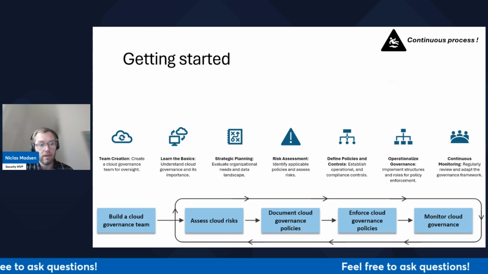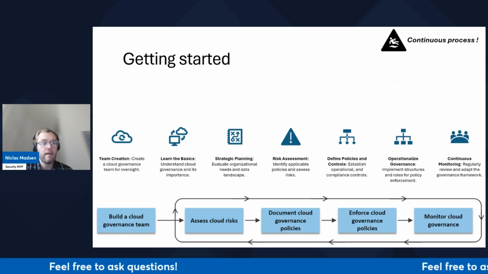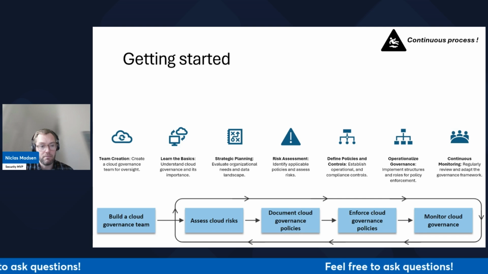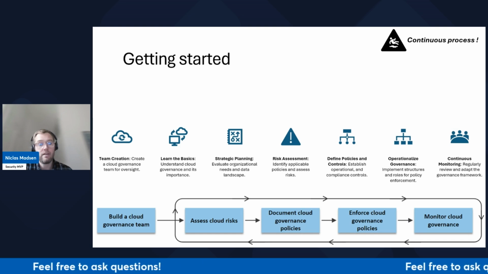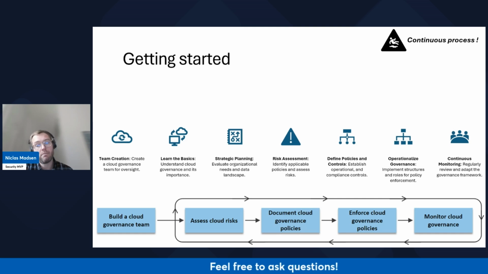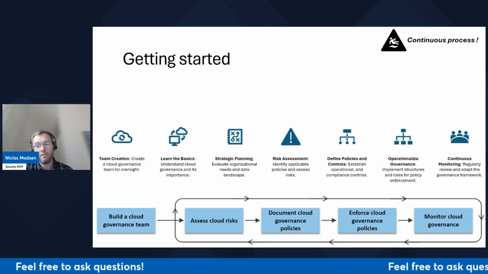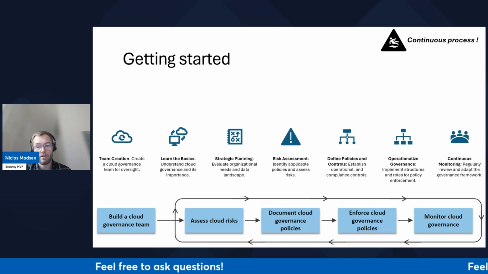So look at this. How do we actually get started with this? It might be a no-brainer, but I have it here anyway. You need to create a team, a cloud governance team. That can be part of your CCOE, your Cloud Center of Excellence. It can be a completely other department. It doesn't really matter, but somebody needs to have the responsibility of cloud governance. So here you need to basically select a team of individuals to be responsible for your cloud governance.